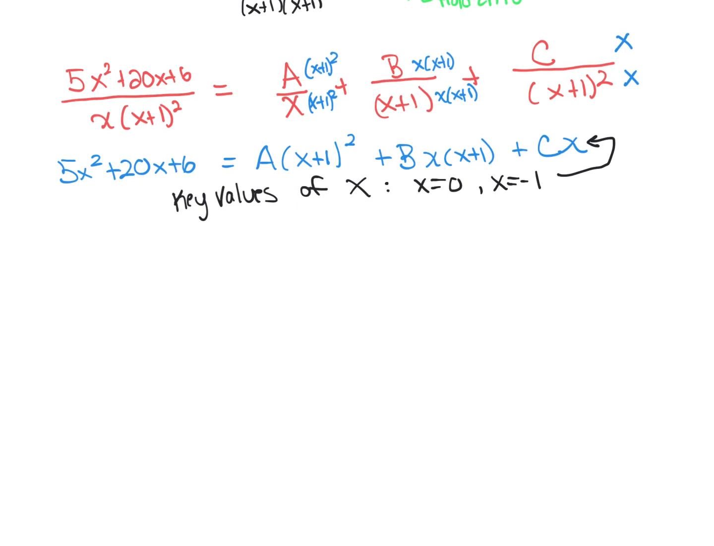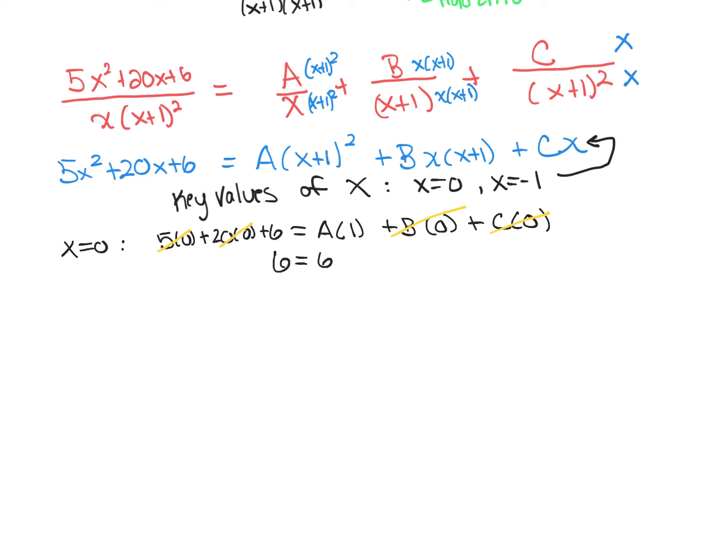So first, let's do x equals 0. If I do that, I get 5 times 0 plus 20 times 0 plus 6 equals a times 1 plus b times 0 plus c times 0. This piece goes away, this piece goes away, this goes away, this goes away. So we have 6 equals a. So that's one thing I need to hold on to.